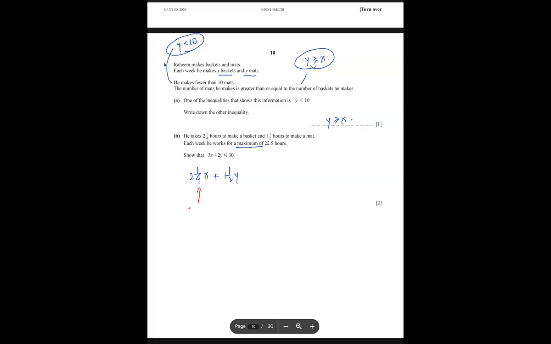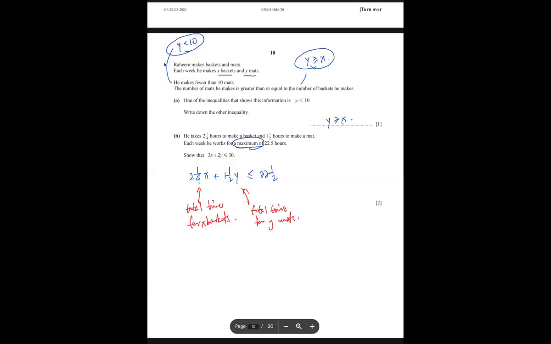Okay, so this one is total time for, wow, they actually flipped the order. You know, this is total time for x baskets. This is the total time for y mats. Okay, and he says he spends a maximum of 22.5 hours, so maximum is 22.5 hours. So that's your inequality. You need to show that this reduces to what they want.